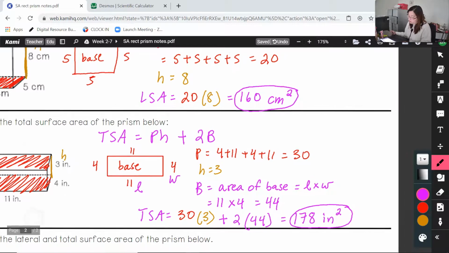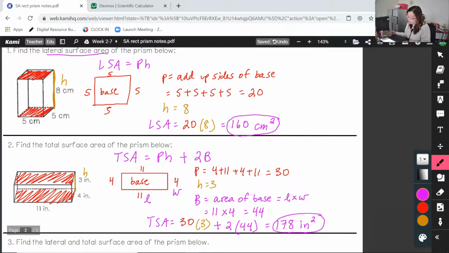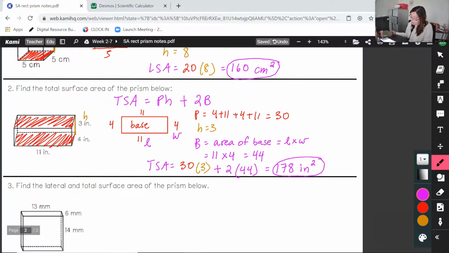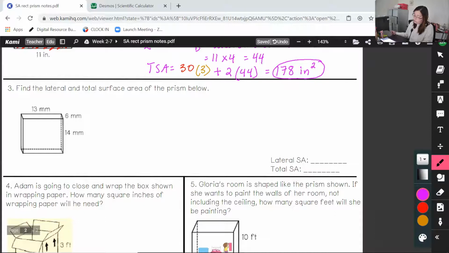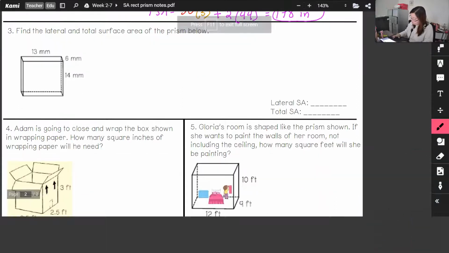Okay, so see, there's not a huge difference between lateral surface area and total surface area. It's just really one more step, that's all. Now let's look at number 3. We are going to find the lateral and total surface area of this prism below. So same prism, and we're going to do both lateral and total.